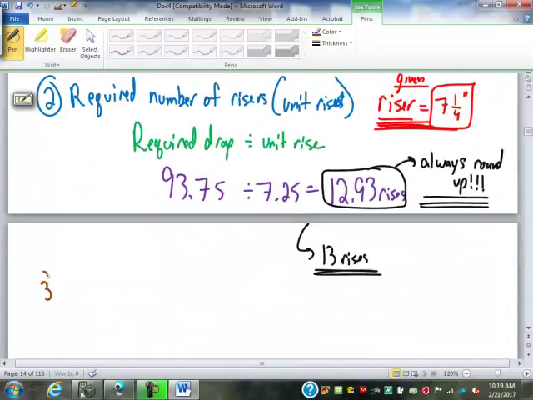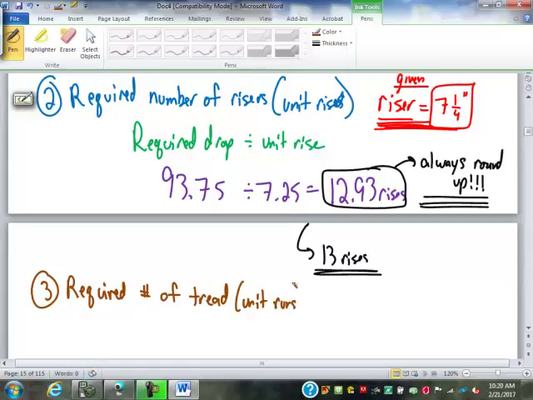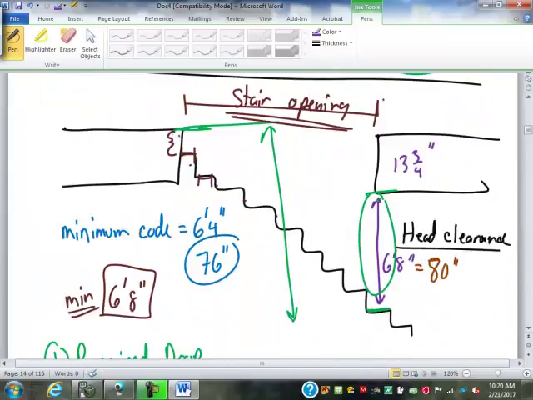So step 3, the required number of treads, the required number of unit runs. This one's really easy. 13 rises takes how many runs? Always one less. Why? Well, if you look at a stairway, you have a step on top from the floor down to the first step. You have a step on bottom from the last step down to the floor. You always get one more rise than you do run.